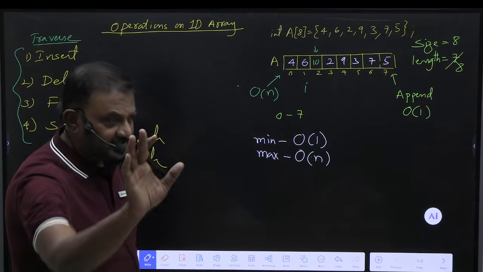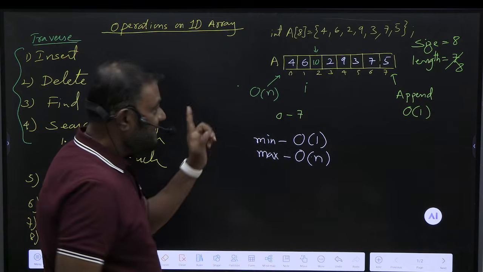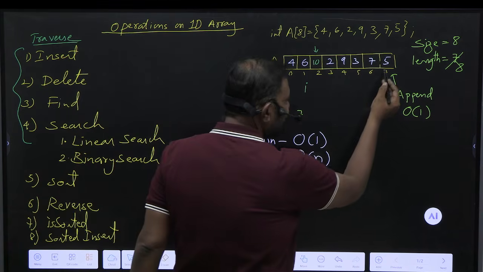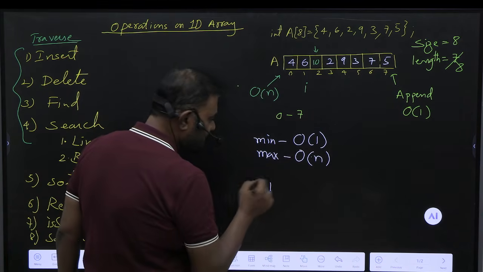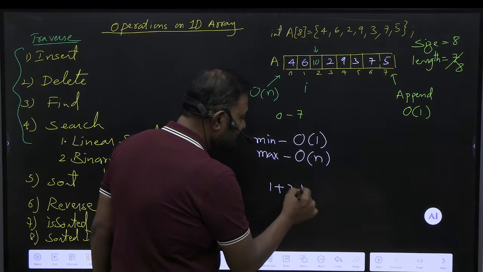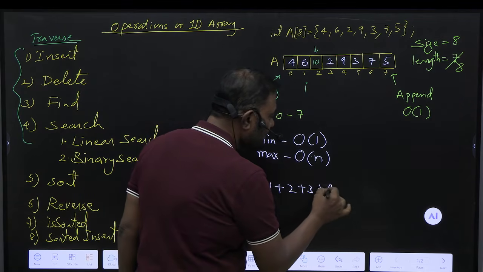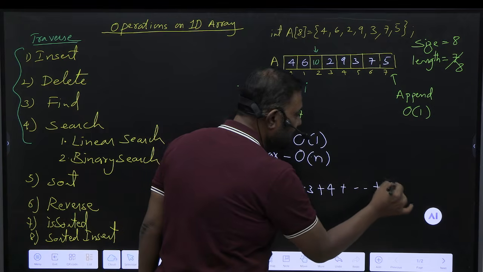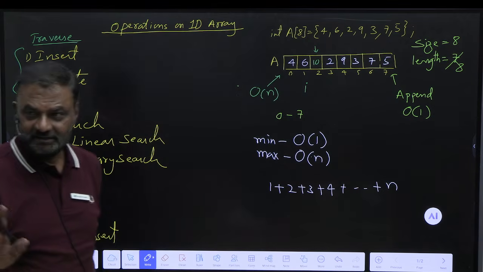All right. Now let us consider one thing. Suppose you are inserting at this place, then you said it's 1. At the next place, you take 2, or 3, 4, and it goes on up to what? n. Now listen.